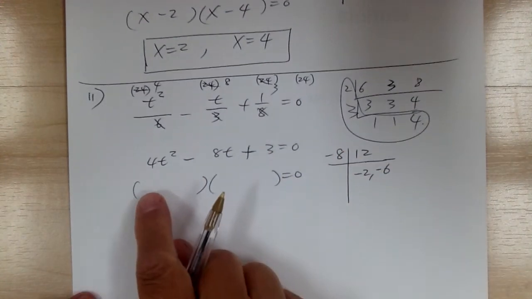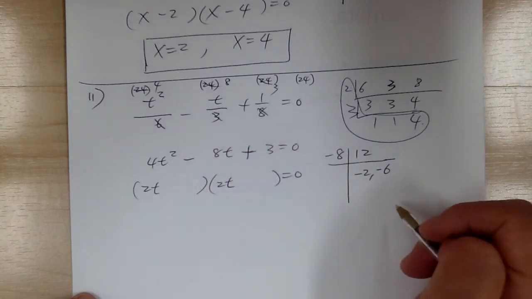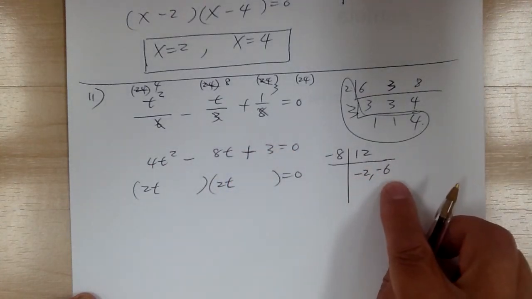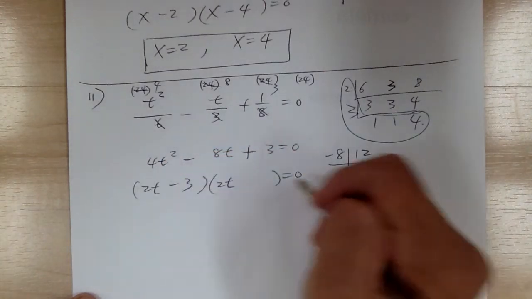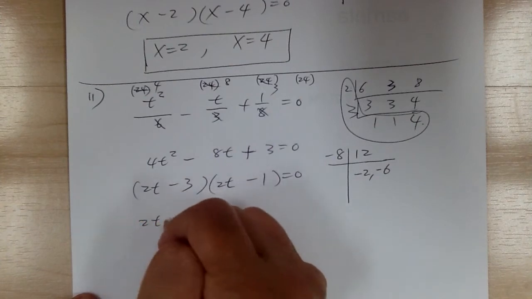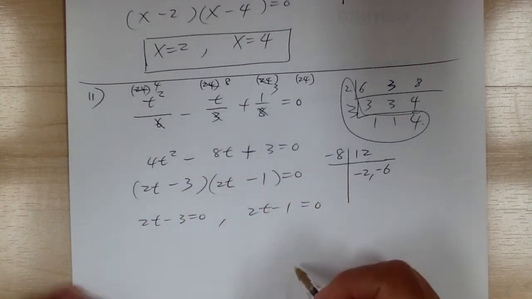Okay, so t and 4t is not going to work. So you have to try 2t and 2t. So this one doesn't matter which is inside, which is outside. But normally you want to go for the bigger number first. So it's minus 3 and minus 1. Okay, so from here you're going to get 2t minus 3 equal to 0, 2t minus 1 equal to 0.